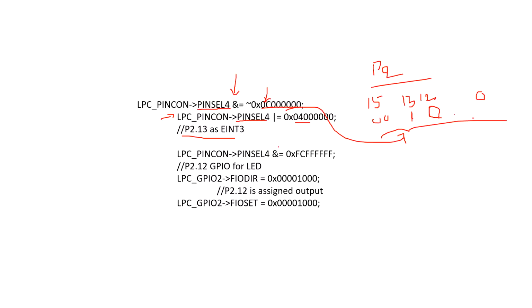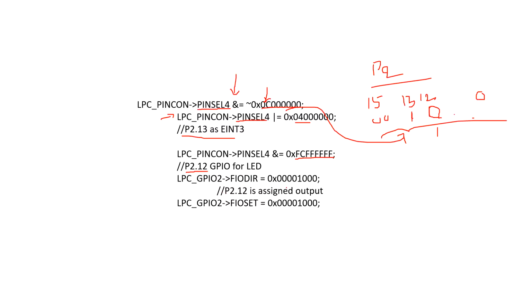If I want to enable only the 12th pin of the second port, what is the number? Again it will fall into FC, FF, and the rest all will be FF, because I am enabling only this 12th pin and the rest I am making 0. If I enable that, I will be getting this number. So this is for GPIO for the LED.